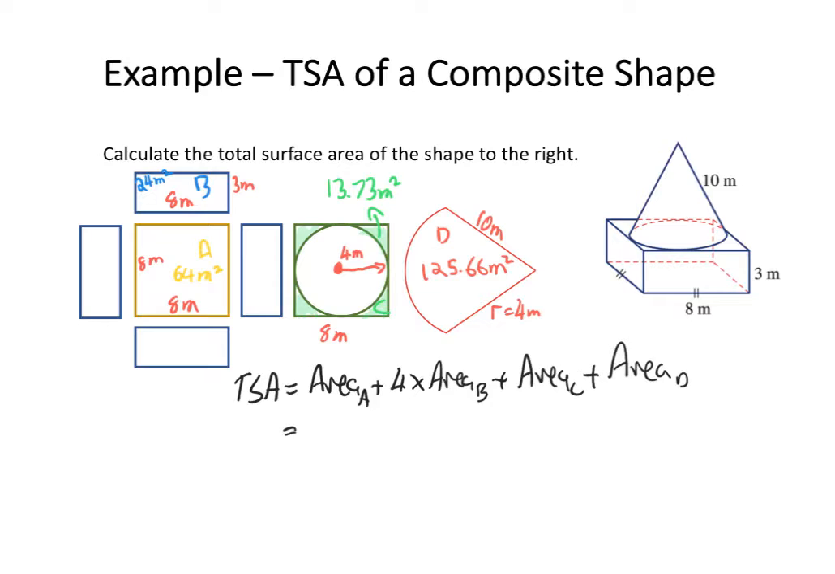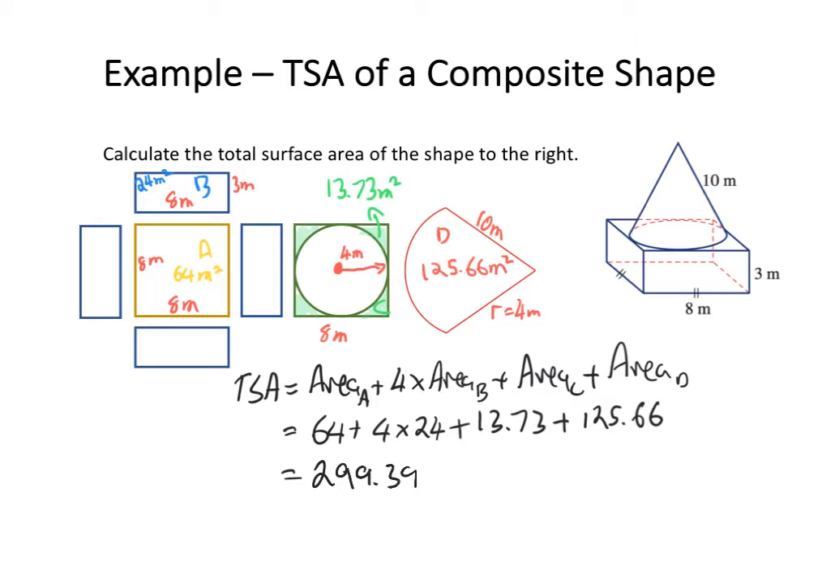So substituting in my values is going to be 64 plus 4 times 24 plus 13.73 plus 125.66. So the total surface area is going to add up to 299.39 meters squared.